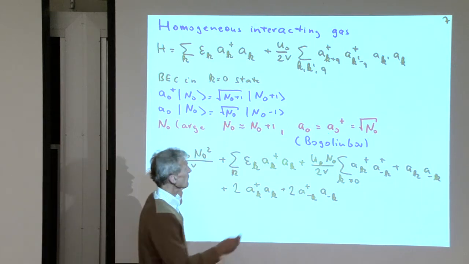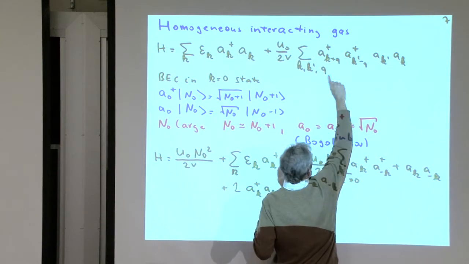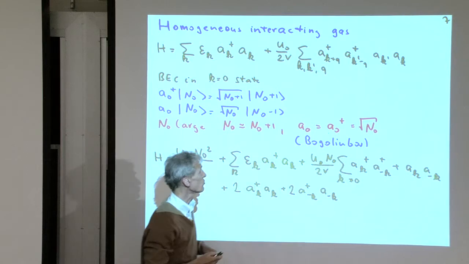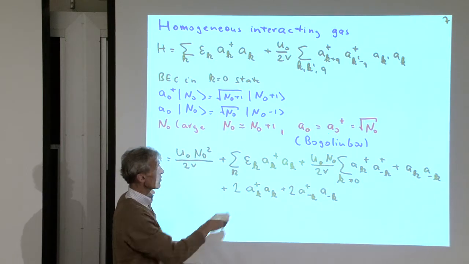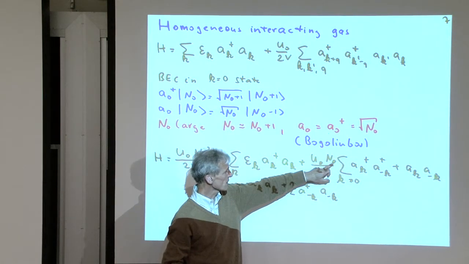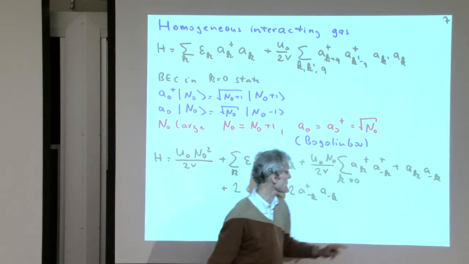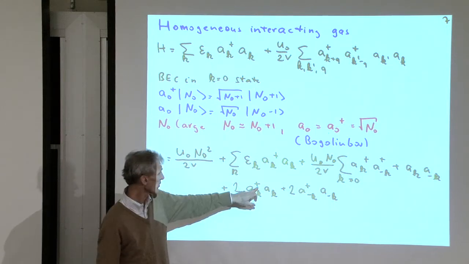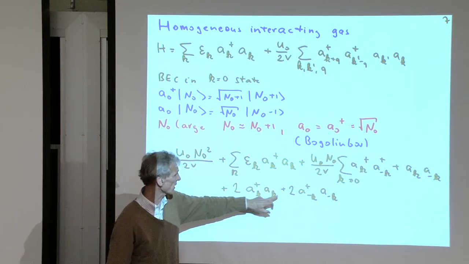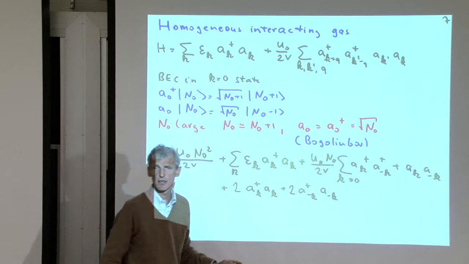So therefore now, if we make sure that any combination of those 2 involves the index 0, we factor out N0, and then we have products of a dagger k, a dagger minus k, or a k, a minus k annihilation operators, or we have mixed terms a dagger k, a k, a dagger minus k, a minus k. But this is what we get.